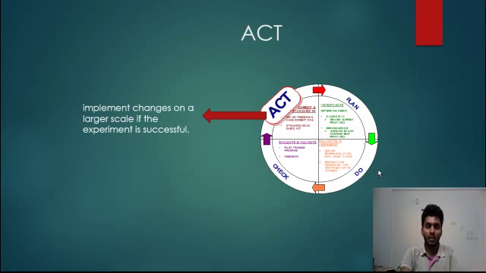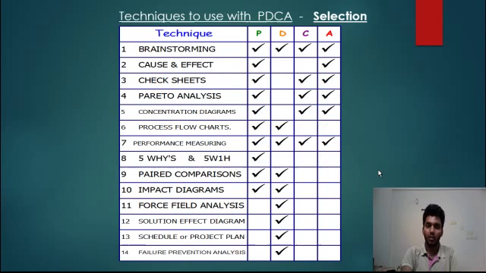Now the act phase. They implement the changes on a large scale if the entire experiment that is done using the plan, do and check phases' solution strategies is successful. Only if they are successful, the act phase is carried on, and also if the process needs further PDCA cycles, then they are carried out.